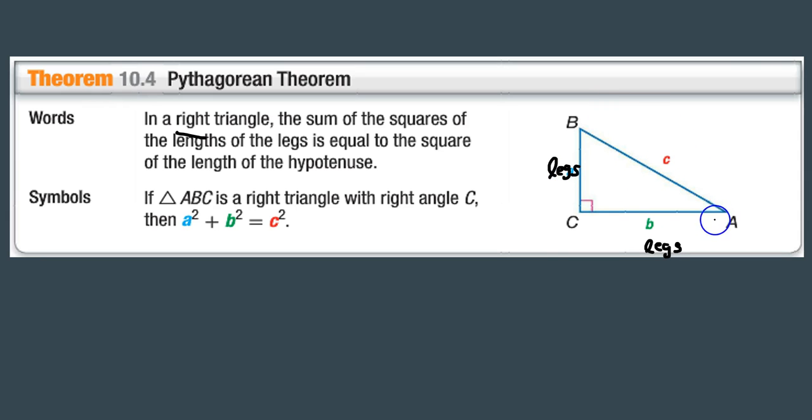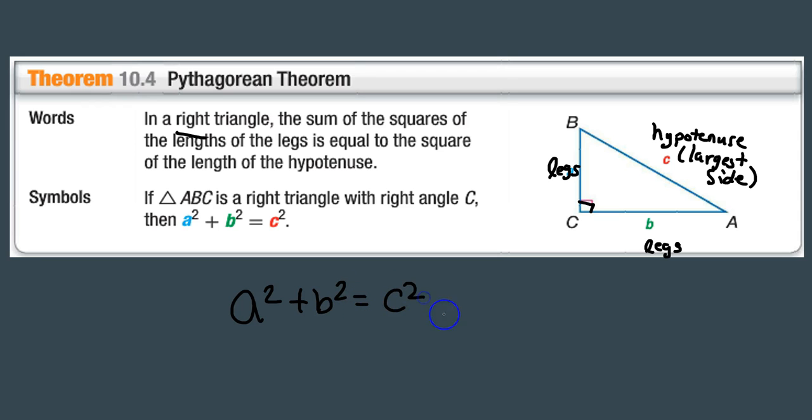And then C is always the hypotenuse, which is always going to be the largest side. And our formula that we're going to use, if and only if it is a right triangle, is A squared plus B squared is equal to C squared.